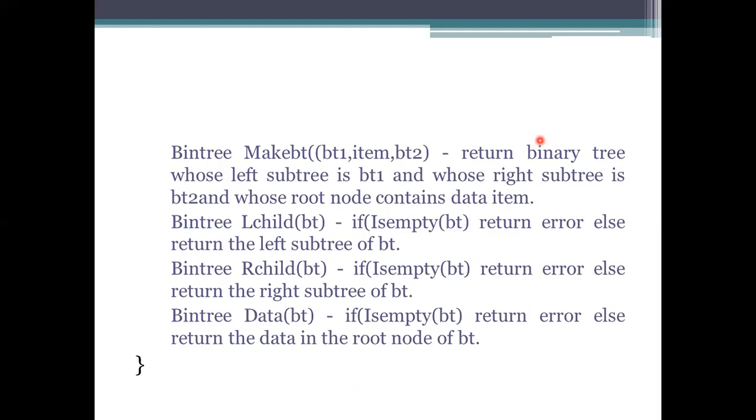And then we need to make the binary tree, that is, insert the values into it. Then next are the left child and right child. And the last one is to get the data. To get the data, we need to check whether it is empty or not. If it is empty, we return null. If it is not empty, then this is the root node.